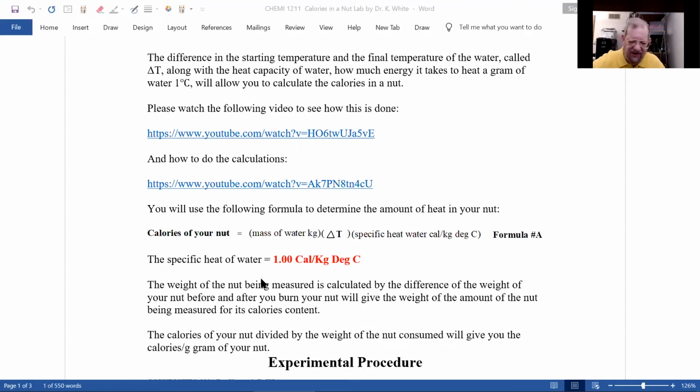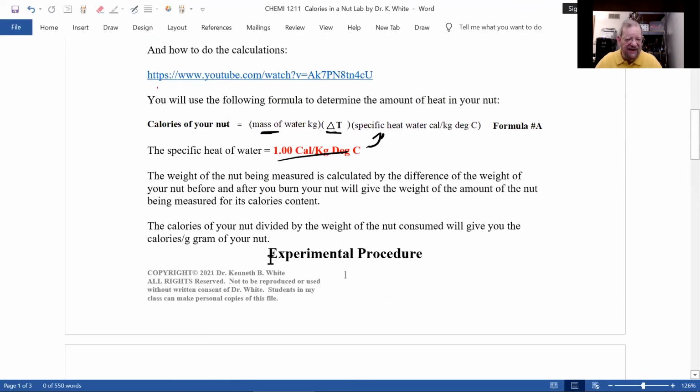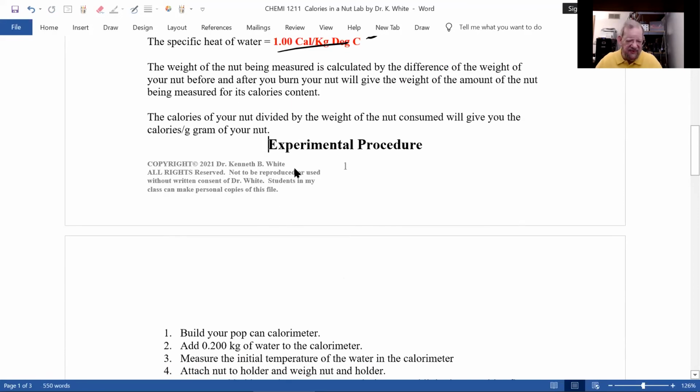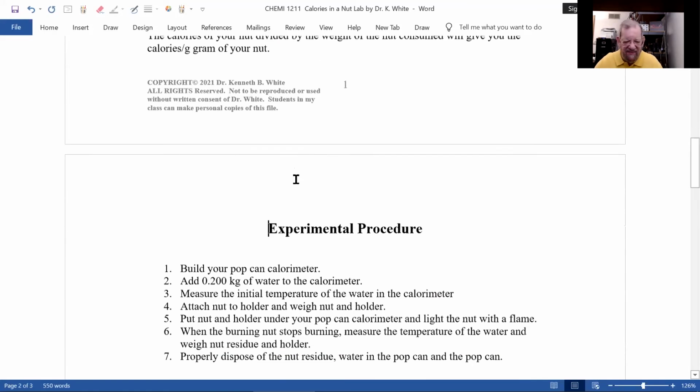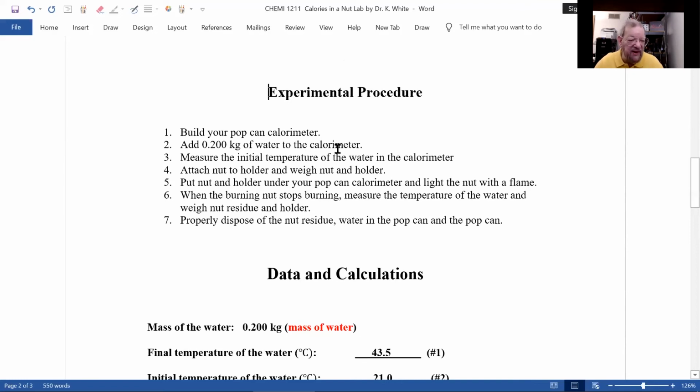Hold on, I'm in a Word document so I can do this. This is the number you put in there. Delta T you'll calculate and the mass of the water you'll weigh. I'll show you how to get that. And the experimental procedure, why isn't this down there? Here's what you would be doing.